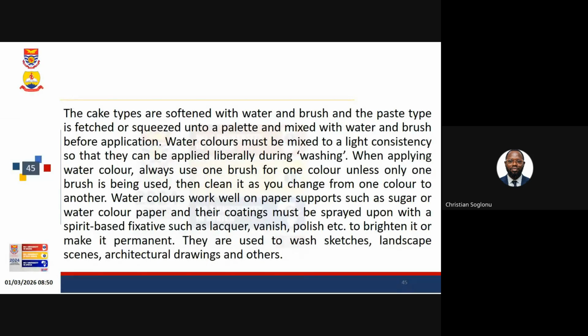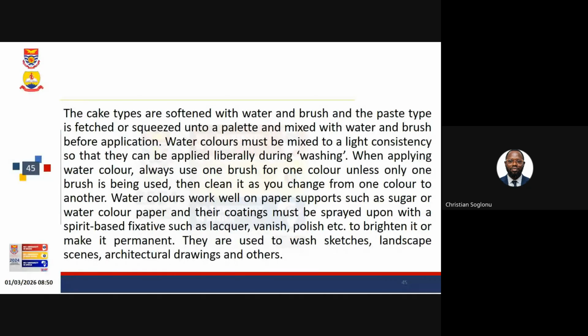So the secret with watercolor painting, as it is transparent as you're seeing, is that you have to consider the background of your supports. Normally, it works best on paper. So when you mix the paint with water, you have to be considerate. For your highlights, use your background. If you are using white paper, the white paper will be exposed to bring highlights in your works.